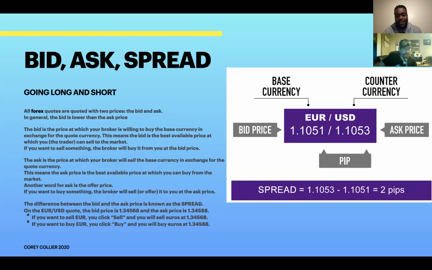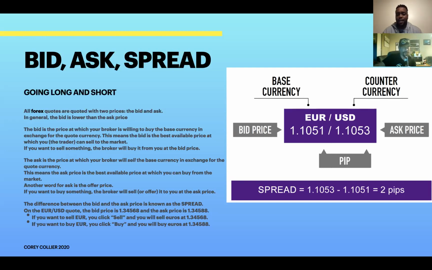The bid, ask, and spread. So this is where you're going to go long and you're going to go short. That's what bid and ask is telling you: short, long, buy, sell, things like that, right? All Forex quotes are quoted with 2 prices, the bid and the ask. In general, the bid is usually lower than the ask price. The bid is the price at which your broker is willing to buy a base currency in exchange for the quote currency. This means that the bid is the best available price at which you, or us as the trader, can sell to the market.